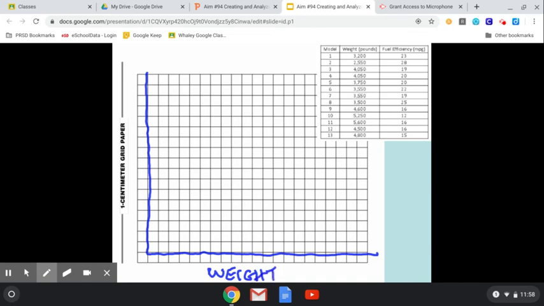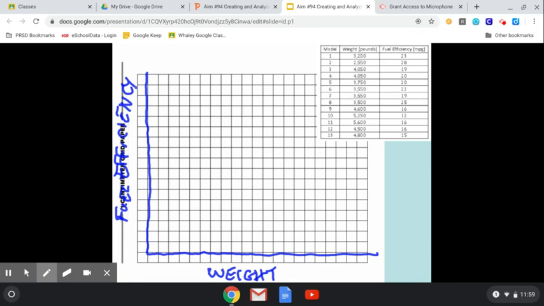And on my Y, that's going to be fuel efficiency. Now, if you're saying, what is fuel efficiency? It's how many miles per gallon a car gets. So how many miles can that car go on 1 gallon of gas? The more miles you can go, the more fuel efficient we say.